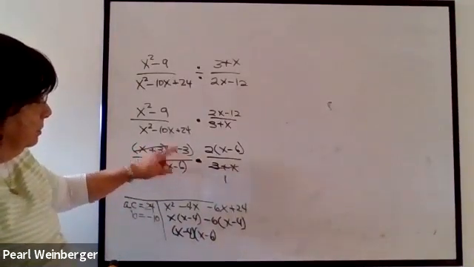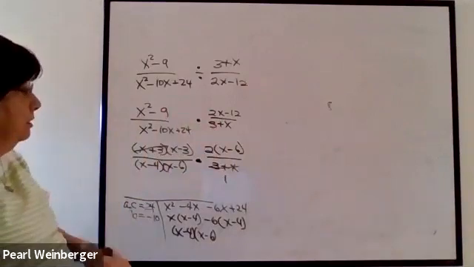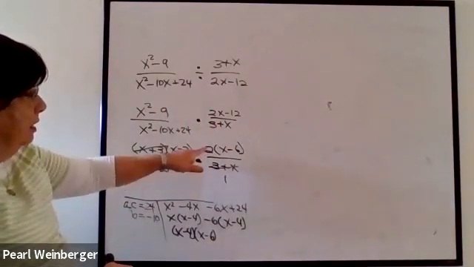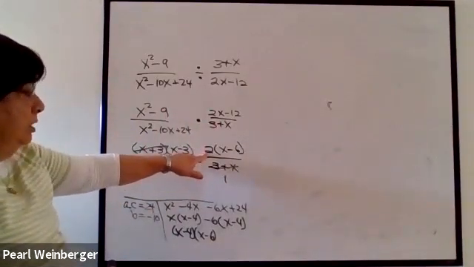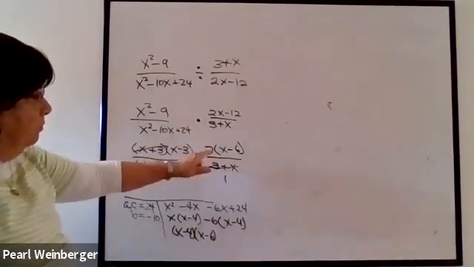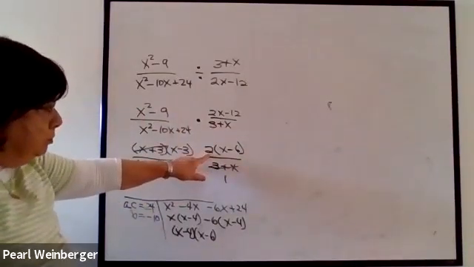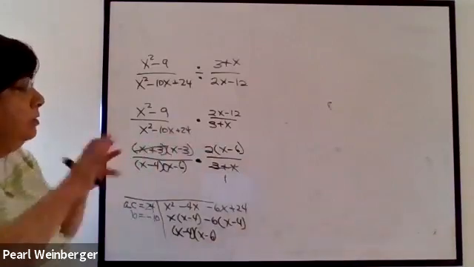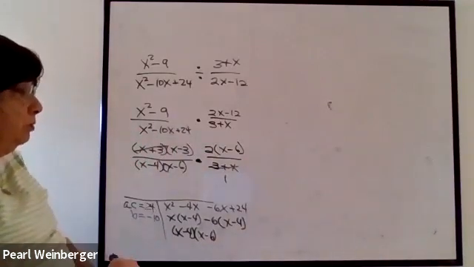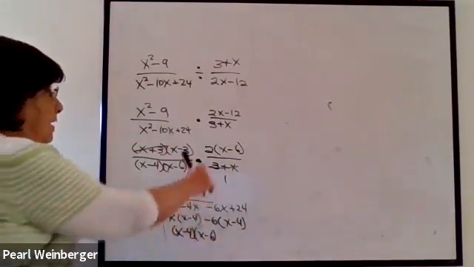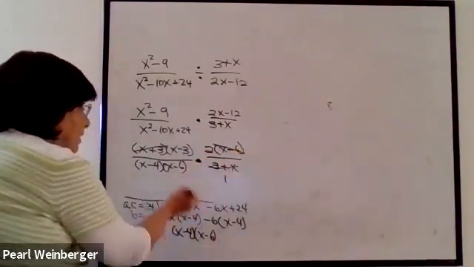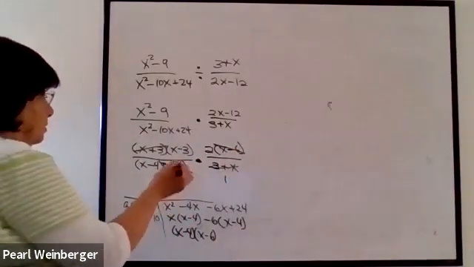Now I have an x minus 3. There's nothing to cancel out with an x minus 3. Now I have a 2. There's nothing to cancel out the 2 with. The 2 is a monomial. It can only cancel out with another monomial. There are no other monomials. And then I have an x minus 6, and that can cancel out with this x minus 6.